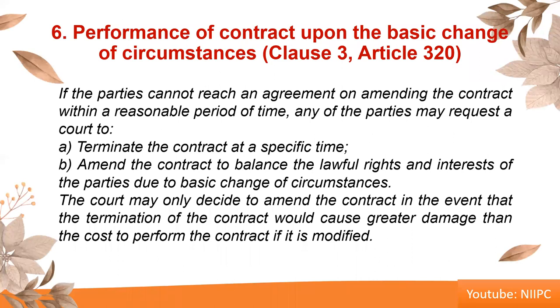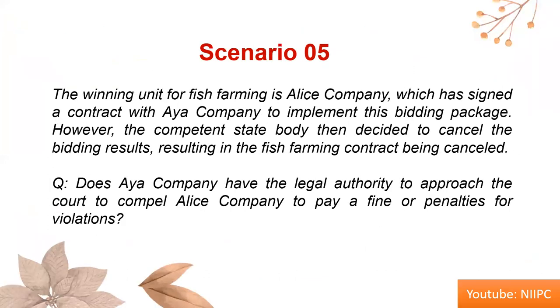Perform a contract upon a basic change of circumstances. If the parties cannot reach an agreement on an amendment of the contract within a reasonable period of time, any of the parties may request the court to, first, terminate the contract at a specific time; second, amend the contract to balance the lawful rights and interests of the parties due to the change of circumstances. The court may only decide to amend the contract in the event that termination of the contract would cause greater damage than performing the contract if it is modified. See scenario 5.